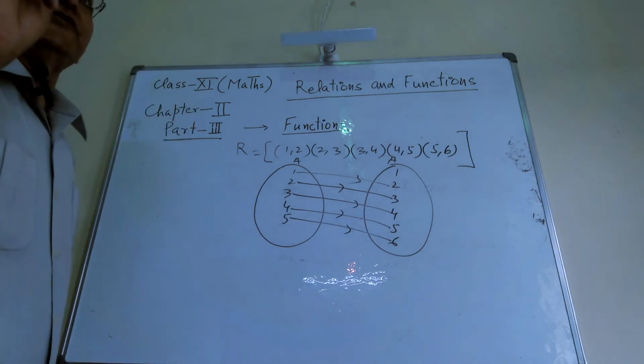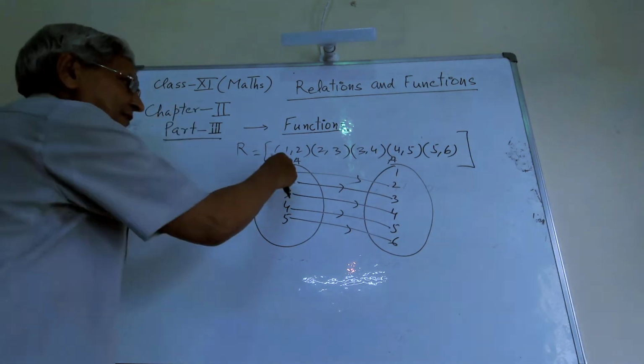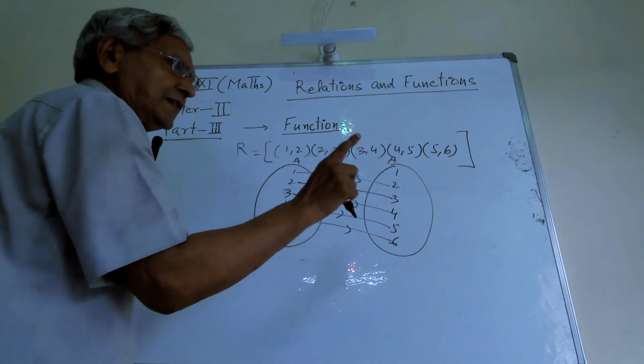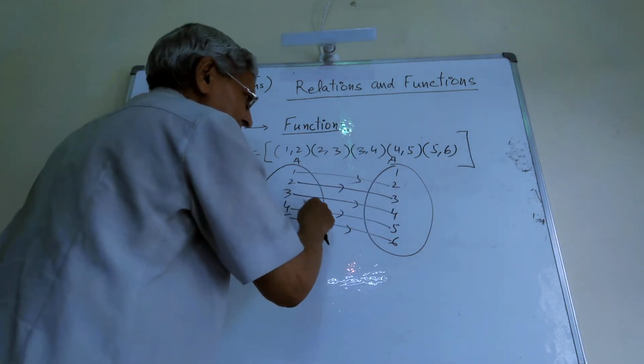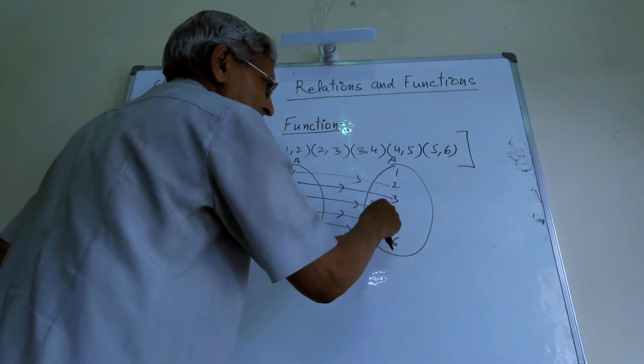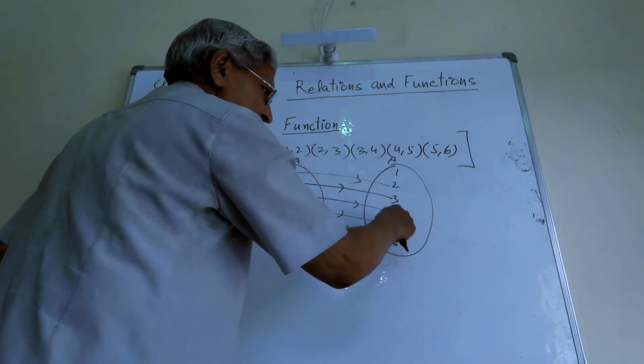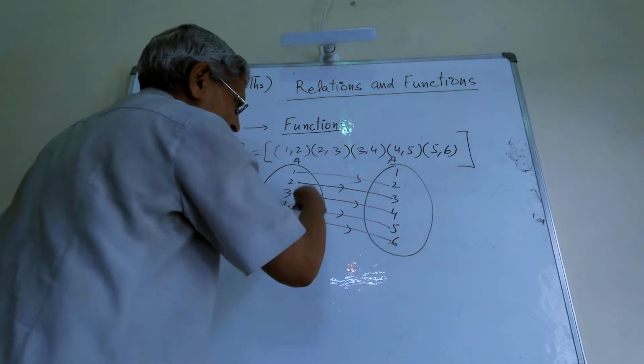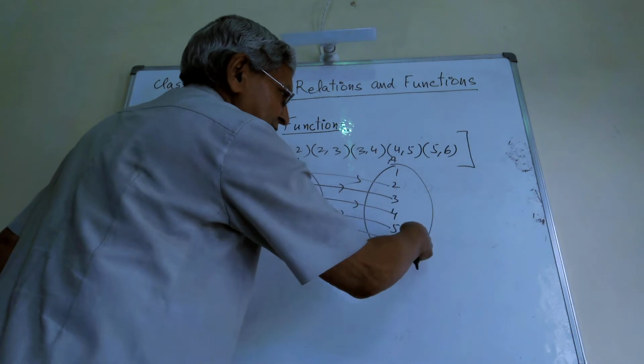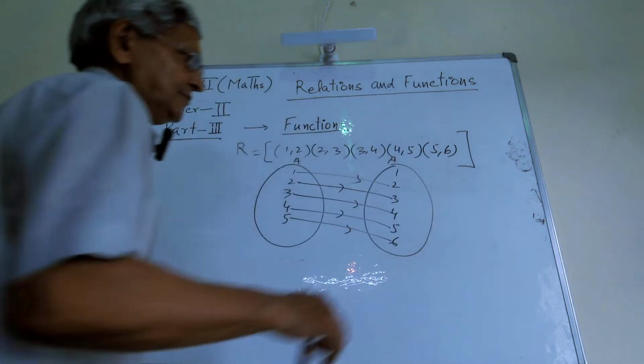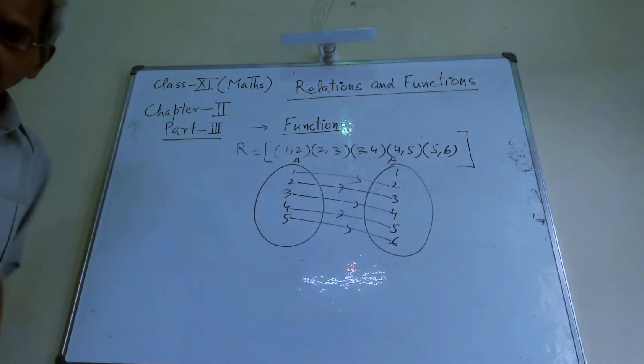Two conditions: every element of A, and second condition, should have one and only one image in B. Here, these 5 elements have 5 different images in the second set. So this is a function.